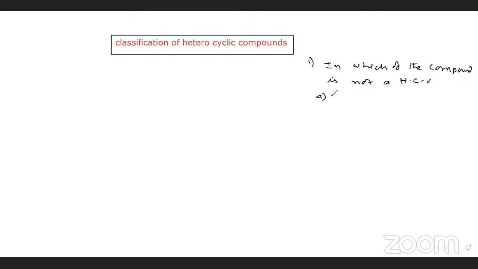A. Pyrrole. B. Furan. C. Thiophene. D. Benzene. Okay, right. Benzene, sir. Yes, benzene. Okay. Next one: which of the compounds contains a nitrogen atom?